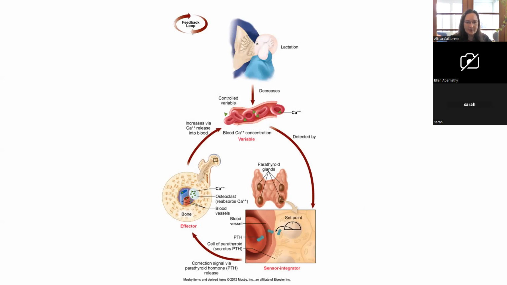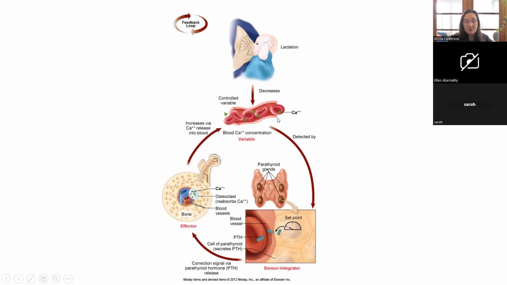So here's an example of a negative feedback loop for your endocrine system. So here we can see mom is nursing a baby. So the baby is drinking milk. Milk has a high amount of calcium in it. So as the baby is drinking milk, that's going to deplete mom's blood calcium levels. Right? She's using calcium to create milk. Her blood calcium level will then go down as she nurses the baby.